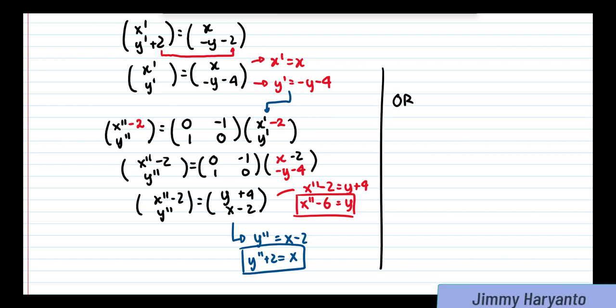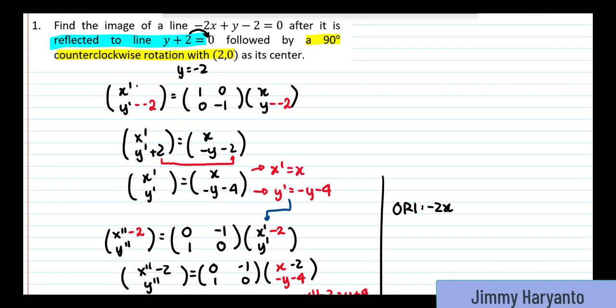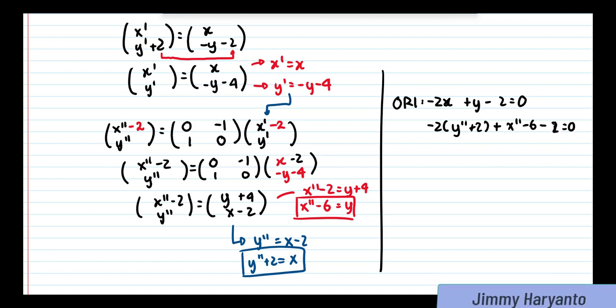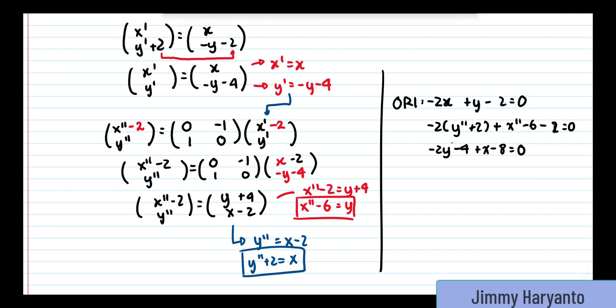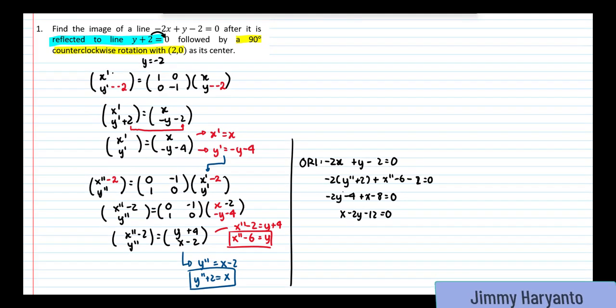That means it's time for us to find the image. The original is negative 2x plus y minus 2 equals to 0. We can replace the x with y double prime plus 2, and then replace the y with x double prime minus 6, and then minus 2 equals to 0, and then simplify, equals to 0, and then x minus 2y minus 12 equals to 0. There you go. This is the solution for your test.